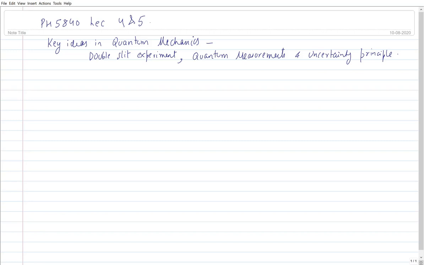So, why the double slit experiment? I mean, of course, most of you have already perhaps seen it, but essentially the most beautiful aspects of quantum mechanics can be appreciated via the double slit experiment.